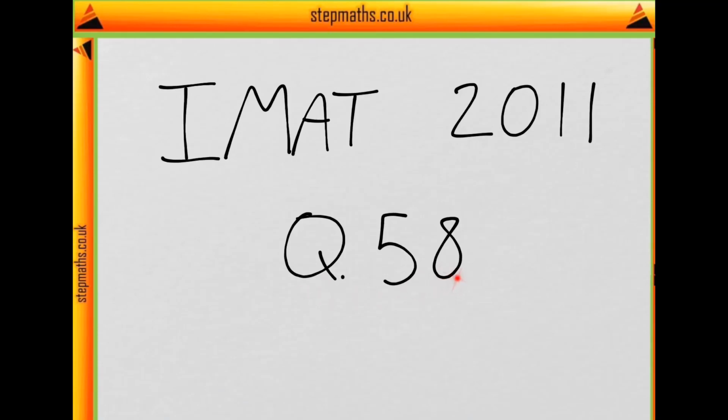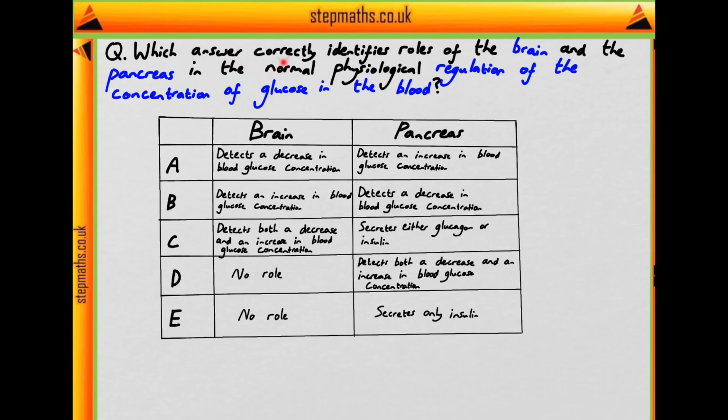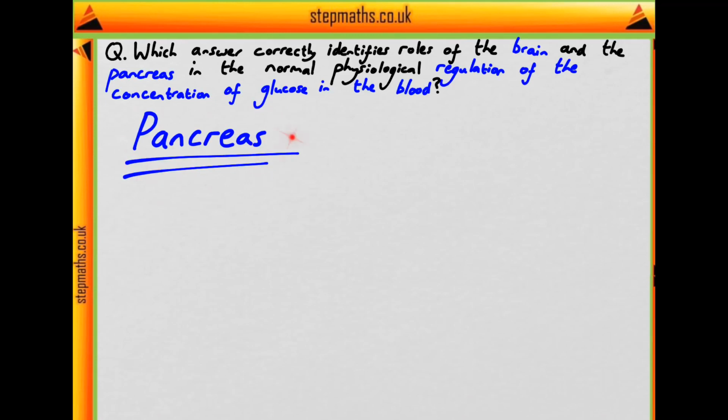This video is on question 58 from the 2011 IMAT paper. In this question we're asked which answer correctly identifies the roles of the brain and of the pancreas in the normal physiological regulation of the concentration of glucose in the blood. So firstly, we know for sure that the pancreas has a role in regulation of concentration of blood glucose levels.